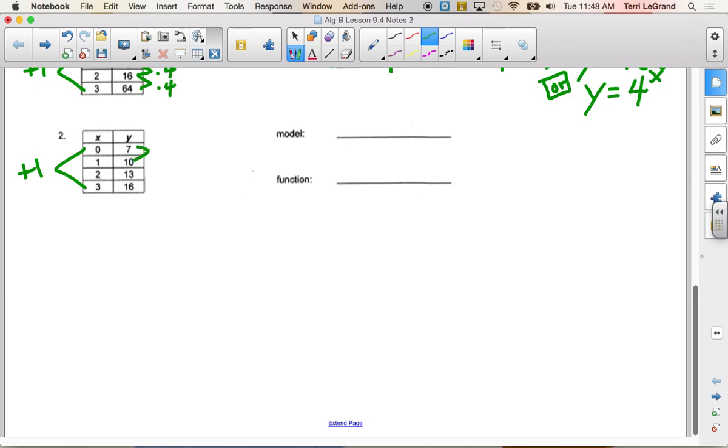That one, to get from 7 to 10, it goes up 3. 10 to 13 goes up 3. 13 to 16 goes up 3. So this is linear then, because it's a constant first difference. So we have a linear. What's our model for linear? Y equals mx plus b.